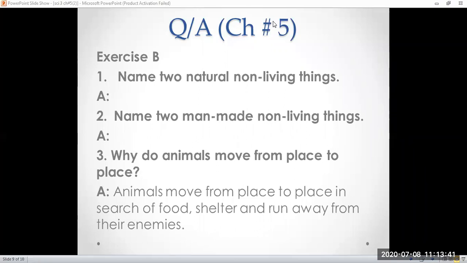Man-made non-living things like chair, book, pencil, table, cabinets. Stones are a natural non-living thing. Sorry. Yes, books, chairs and books. Okay. Good.